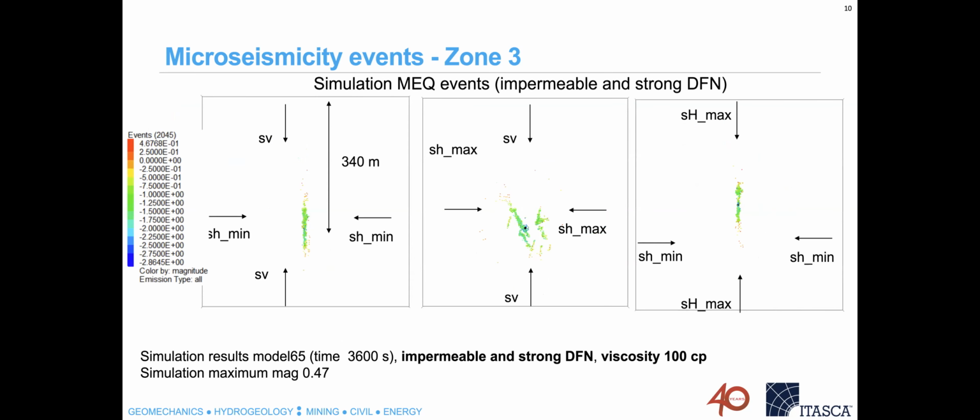And here is another, still in zone 3, but in another condition. In this simulation case, we use initial impermeable and very strong DFM. And here we see the microseismicity clouds are narrower, and it looks like they are vanishing. And next one.